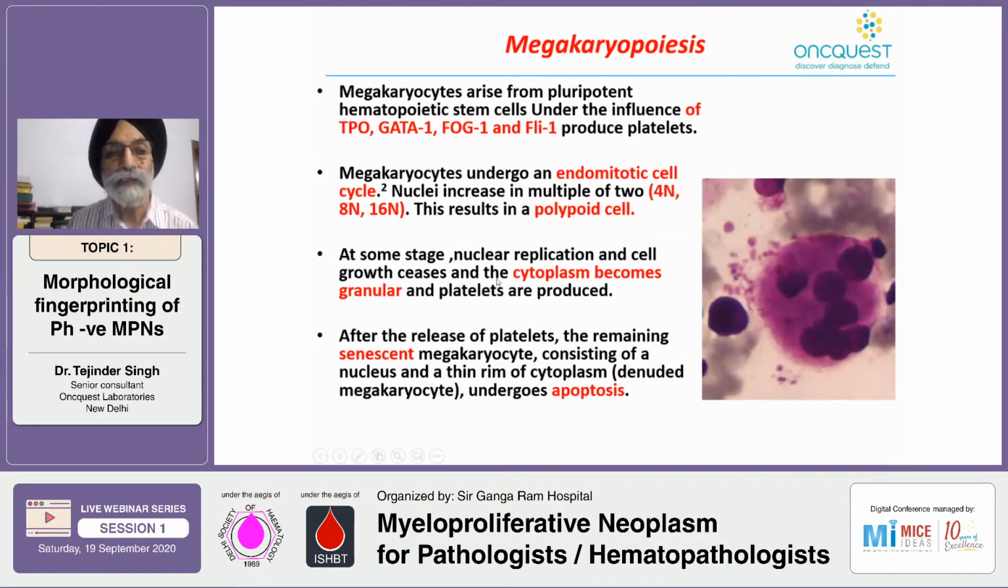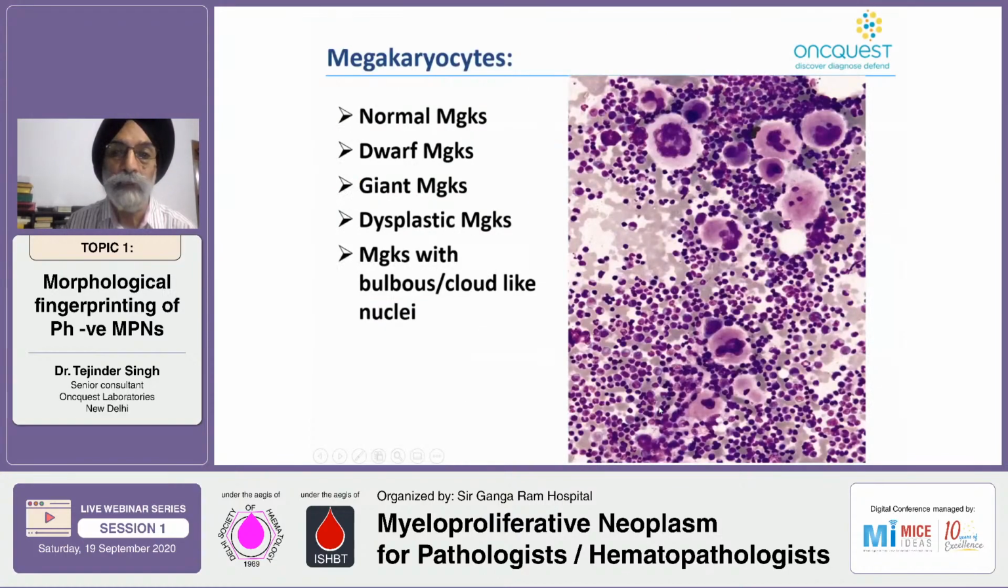And this is under the control of thrombopoietin, GATA1, FOG1, and FLI1. In some of the megakaryocytes, the proliferation goes on to 8N and even 16N, and budding of the platelets takes place from the surface of the megakaryocytes. There are different terms which I'll be using today, like normal megakaryocytes, dwarf megakaryocytes, giant megakaryocytes, dysplastic megakaryocytes, and megakaryocytes with bulbous or cloud-like nuclei.